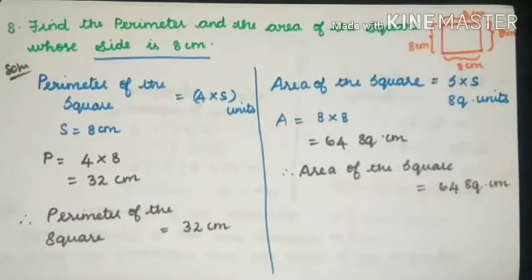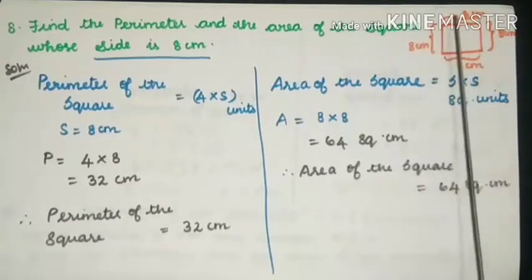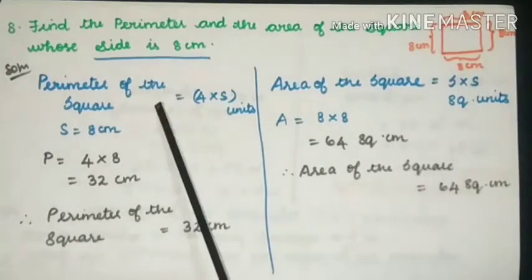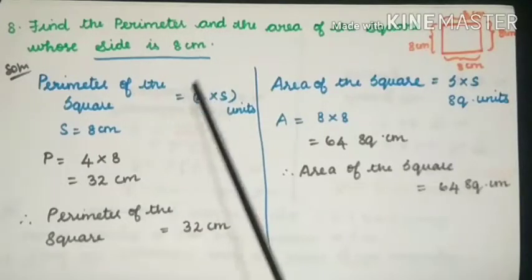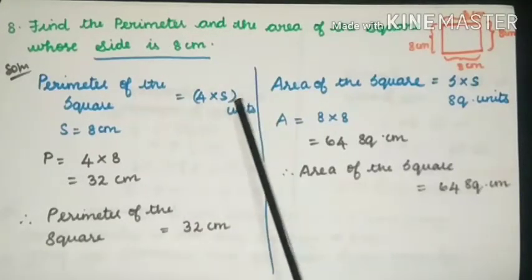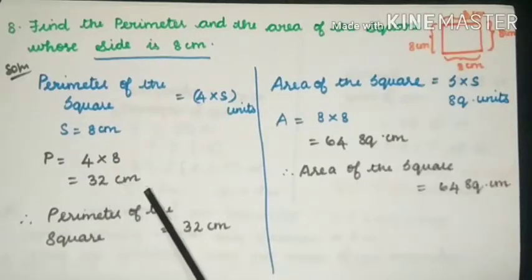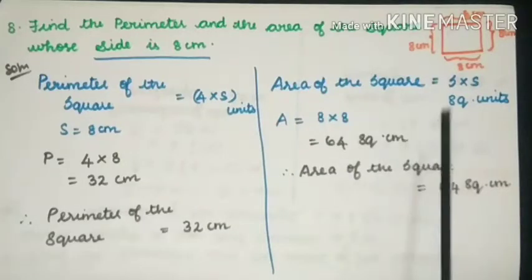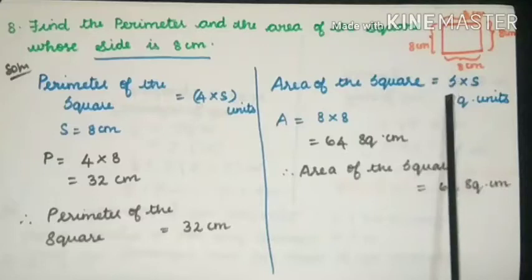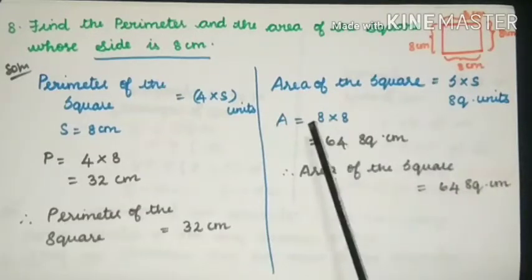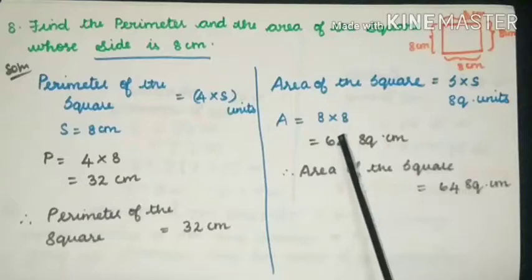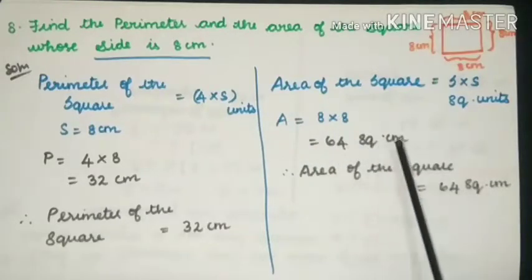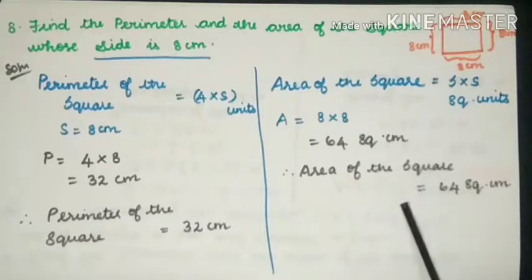Friends, listen carefully. Here we have to find perimeter and area of the square. Each side is given, that is 8 centimeter. To find the perimeter of the square, we use this formula, 4 into side units. 4 into side is equal to 32 centimeter. Therefore, the perimeter of the square is 32 centimeter. And to find the area of the square, we use this formula, side into side square units. S equals 8. Therefore, 8 into 8 is equal to 64 square centimeter. Therefore, the area of the square is 64 square centimeter.